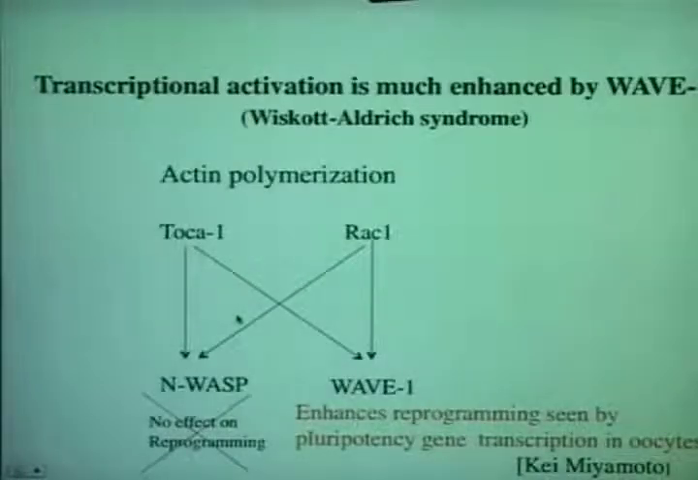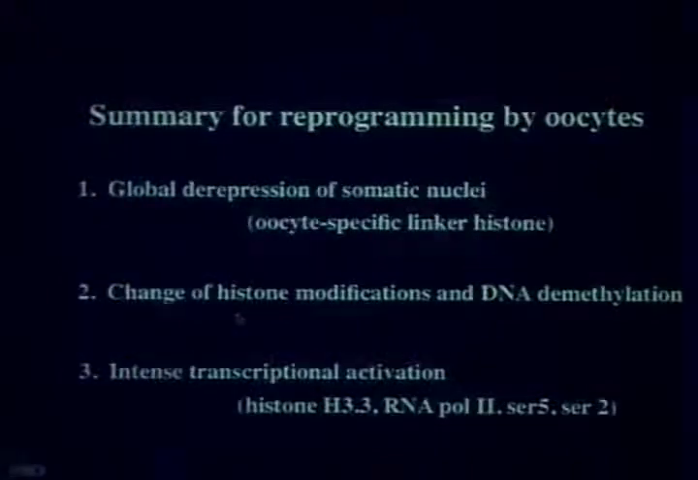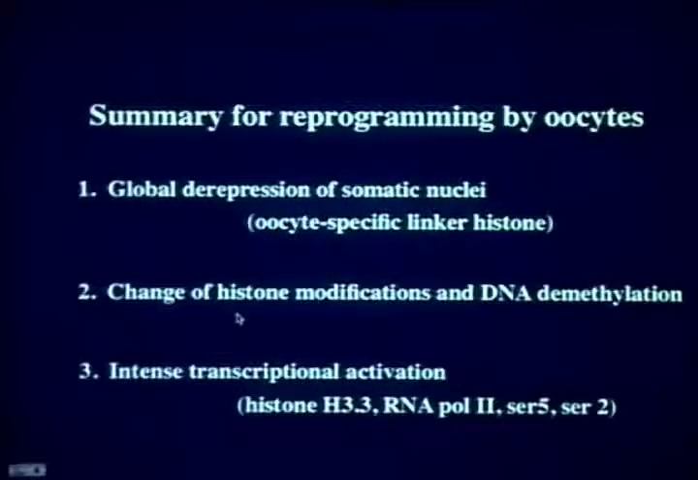The last thing I'll mention briefly is that actin polymerization takes place in the oocyte, in the transplanted nuclei, and my colleague Kazuo Miyamoto is analyzing this. It turns out to relate quite strongly to a component called WAVE1, and this probably all connects with the transcriptional reprogramming. So to summarize the reprogramming side of activities, these are the main points.